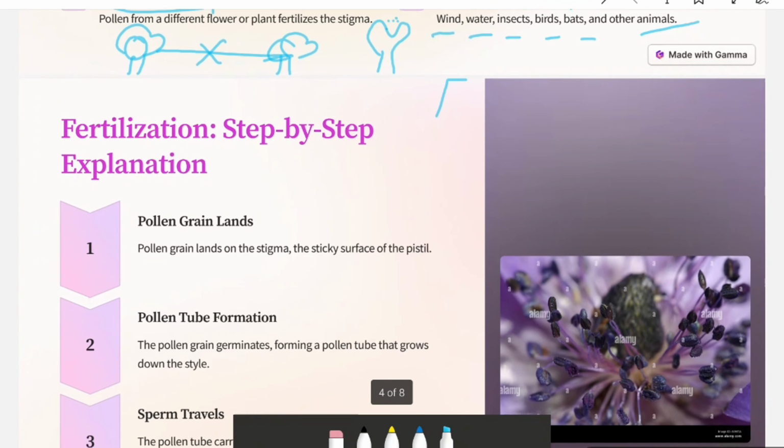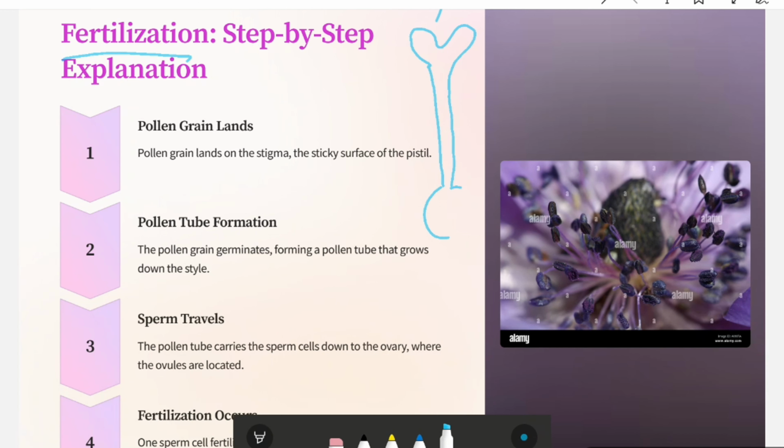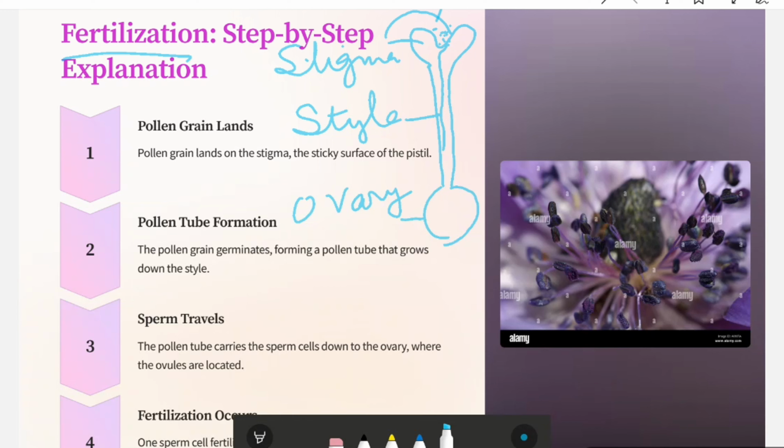All right, so when pollination has taken place, the next step is fertilization. This is the stigma, and when the pollen has landed over here, the pollen forms a tube. This part is known as stigma, this is the style, and this part is the ovary. Inside the ovary, you know what is there? Inside the ovary there are ovules.